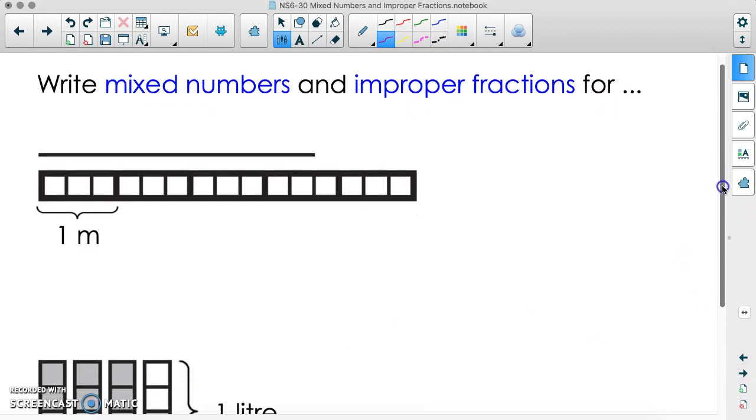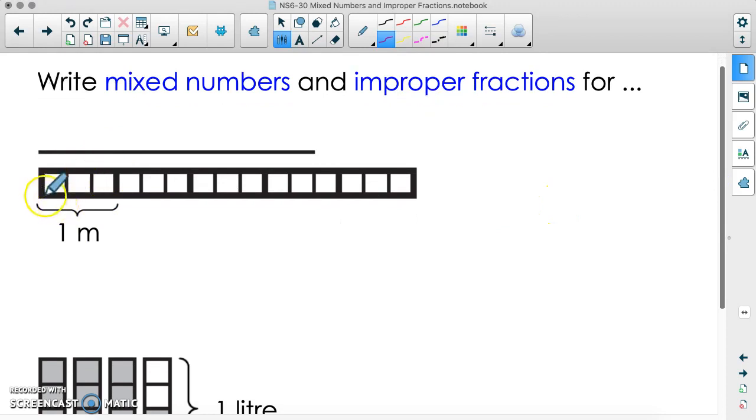Now let's write improper and mixed numbers for these. Here we're given a measurement and a line. What is the length of this line? Well, if 3 blocks is 1 meter, then this would be 2 meters, this would be 3 meters, and then we're left with just 2 blocks instead of 3. So our whole number is 3 full meters, and then we have 2/3 of the next meter, because these 3 blocks would have taken us to the 4th meter, but we don't have all 3, we only have 2.